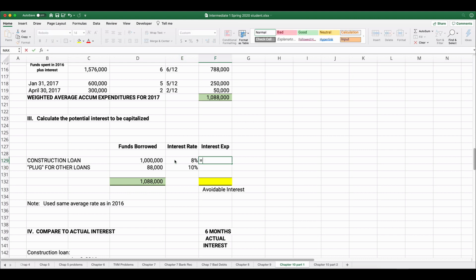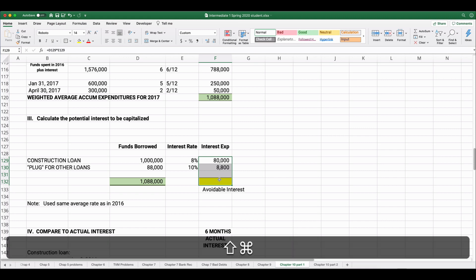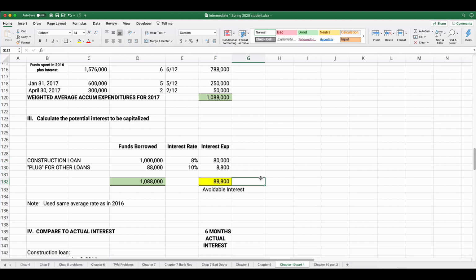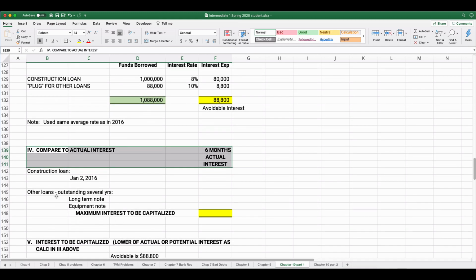So that means our avoidable interest is going to be 1 million times 8% or 80,000. And then it's going to be 88,000 times 10% or 8,800. And we'll add this up, and our avoidable interest is going to be 88,800. Now, remember, this is the same average rate. This 10% is the average rate we had for 2016. Still have the same loans. Now, we need to calculate based on actual interest. We're going to do the actual interest here.